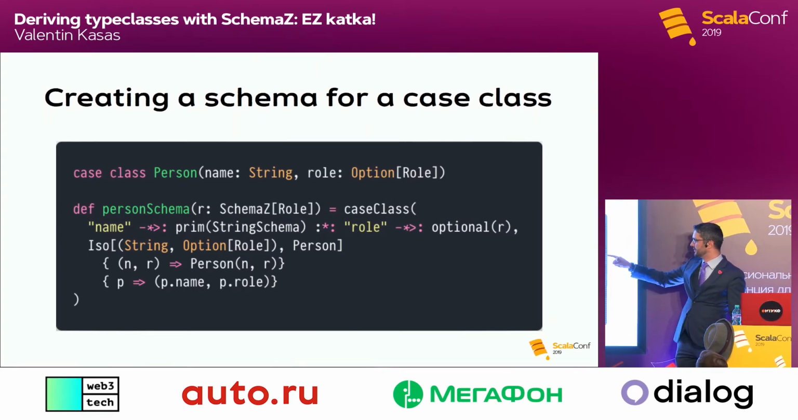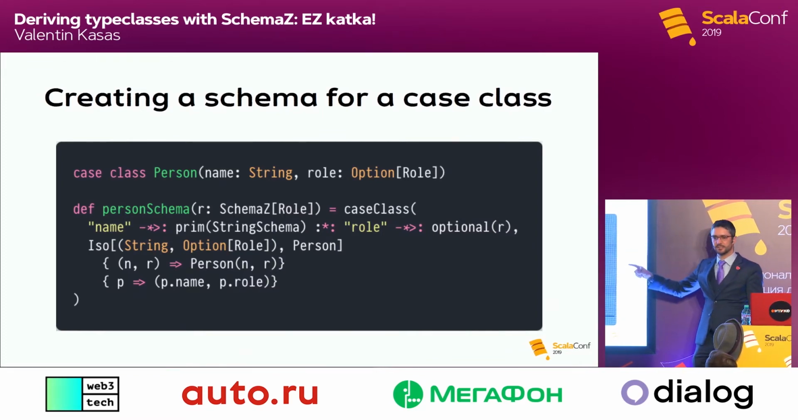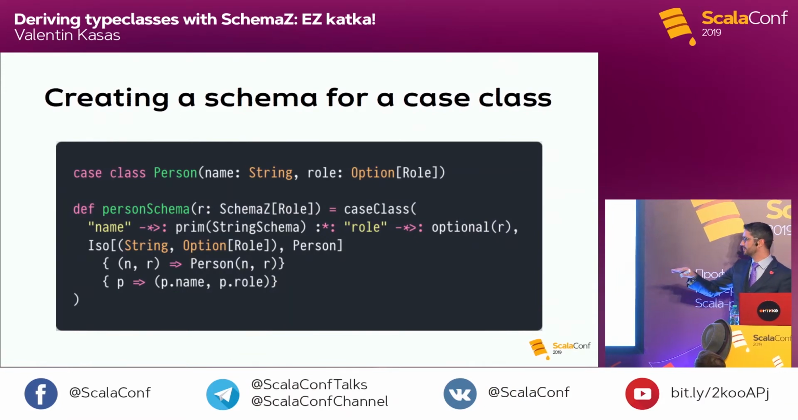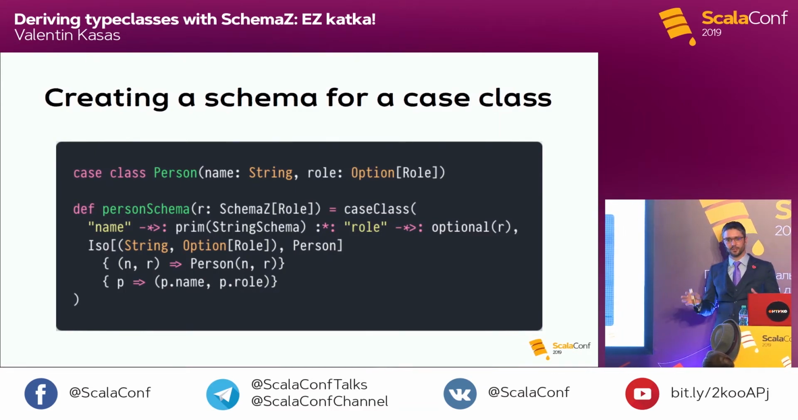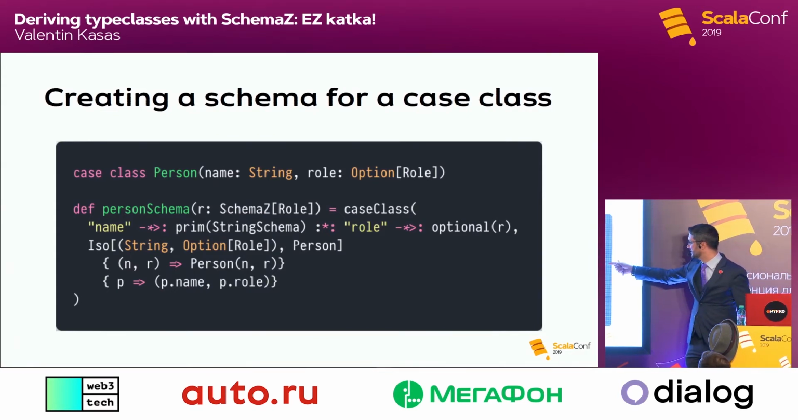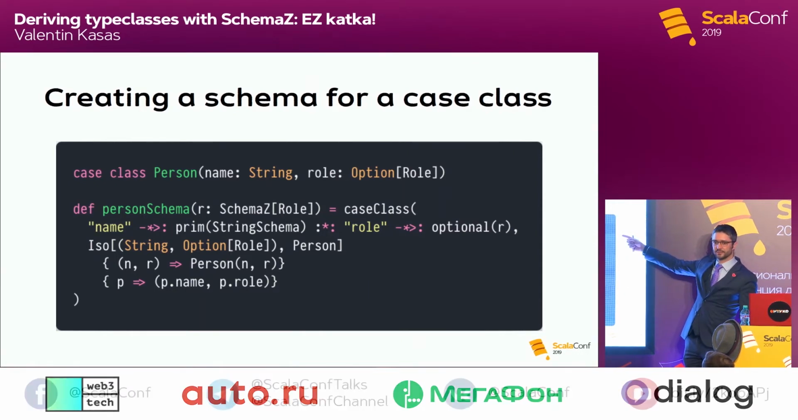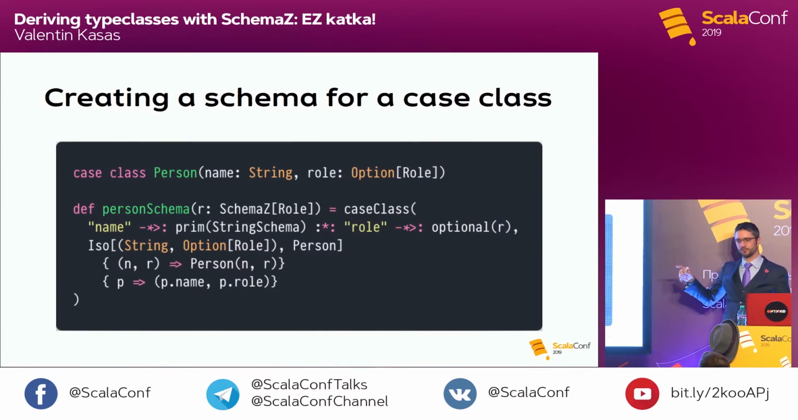The arrow allows me to label the schema prim or string schema, the schema for the string field, with the name of the field, which is name. This colon star colon allows me to define a product. And so in the end, I have a product of 2 fields. Fields are just types with a label. And if you squint hard enough, you will recognize that this has exactly the same structure as this. But this represents a pair of string and option of role.